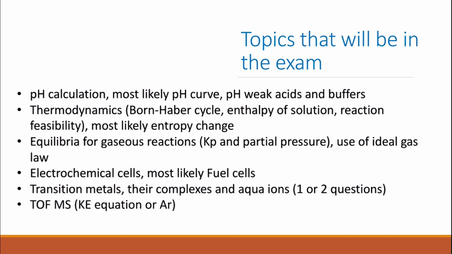Time of flight mass spectrometry has been very common over the last 3 years, and there's always a question where they give you the kinetic energy of the ions inside the spectrometer and ask you to calculate the atomic mass of the ion, not the relative atomic mass. Sometimes, as part of the whole question, they also ask you to calculate the relative atomic mass of one of the atoms. So make sure that you know how to use this equation.